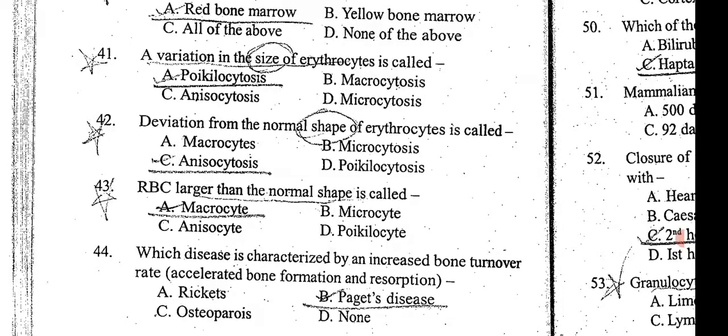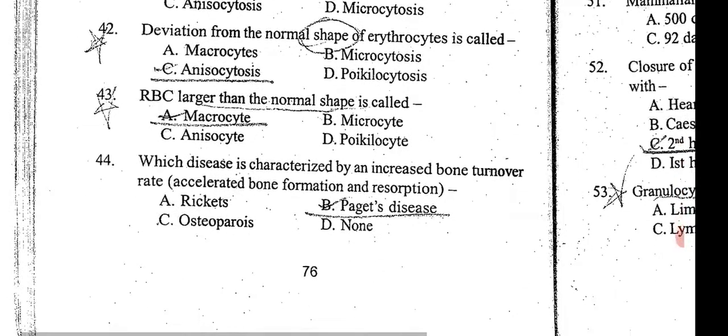Which disease is characterized by an increased bone turnover rate or accelerated bone formation and resorption? Paget's disease. Paget's disease involves the increased bone turnover, or accelerated bone formation and resorption. Bone is formed and resorbed in Paget's disease.